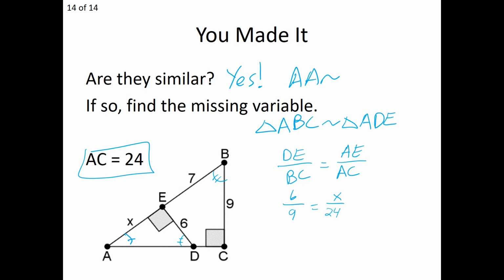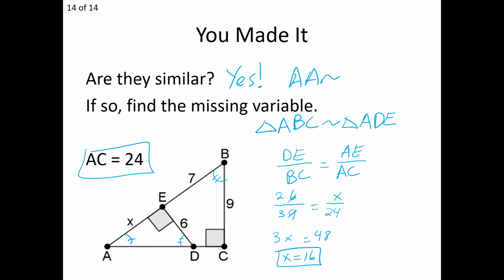Now, we have one variable, one equation. We can solve that proportion. Before I do that, I'm going to simplify my life just a little bit by reducing that first ratio. 6/9 reduced is 2/3. That way I don't have to multiply 24 times 6. So I'm going to do 2 times 24 and 3 times x. I'm going to do my cross products. So 3 times x is 3x. 2 times 24 is 48. And then divide both sides by 3. We get x is equal to 16. And there's our missing variable.